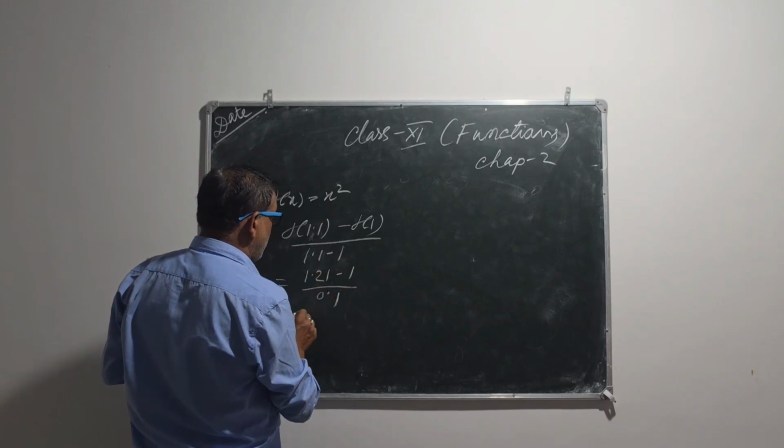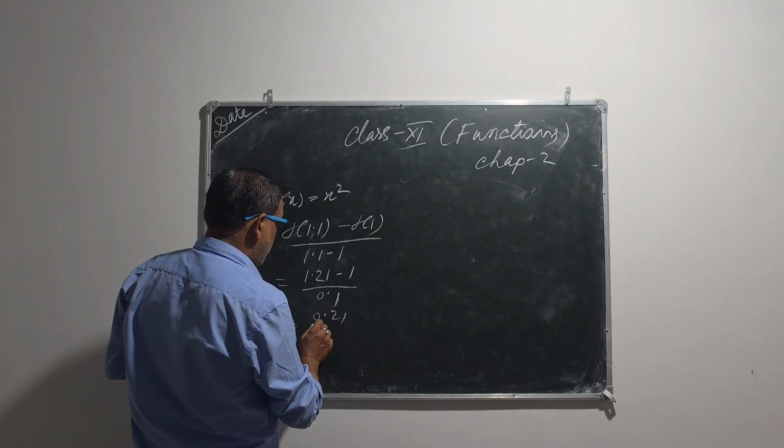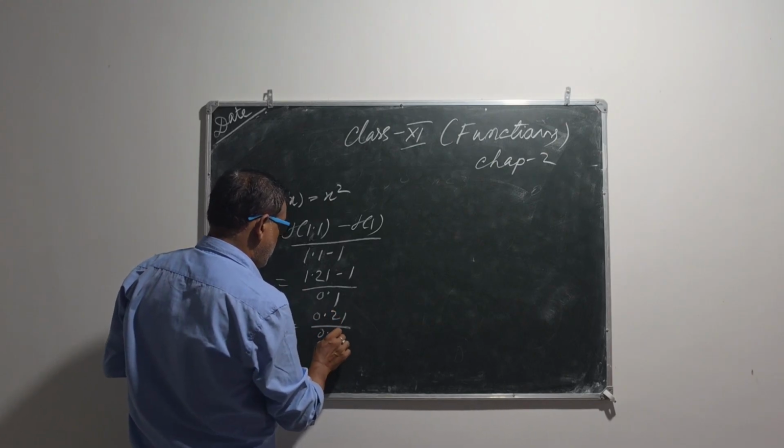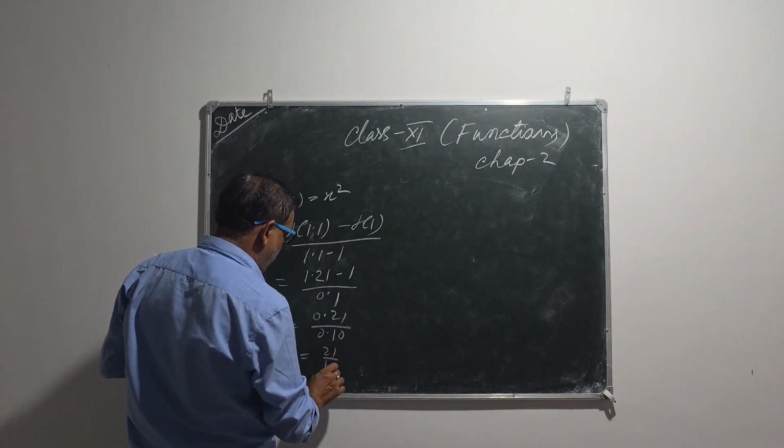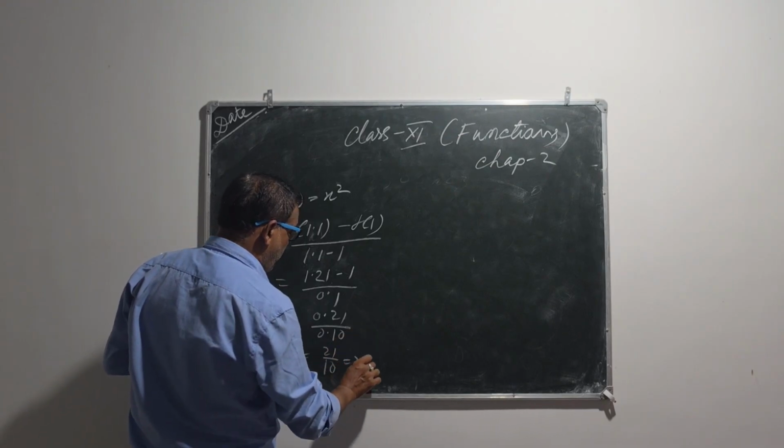If we subtract this one, then 1 will cancel and we will get 0.21. So we can give here 0.1. So let us remove the decimal, 21 by 10. So finally it will be 2.1.